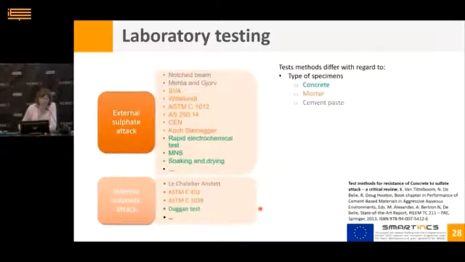So when you read the paper, you will for sure see that there are a lot of test methods that you can find in literature. So you see they were split up in external sulphate attack and internal sulphate attack over there. And I just listed at the right-hand side some different parameters. So just by the colors, you can more or less see how many of the methods each time consider each of the parameters. So the type of specimens changes widely.